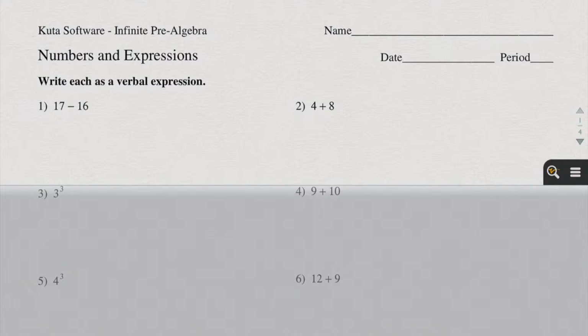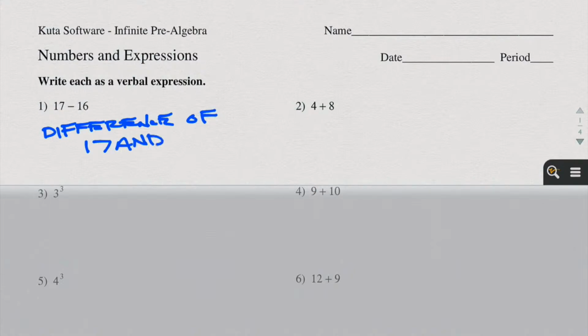It's asking us to write each as a variable expression. So we're basically writing down what we are reading algebraically. So one way you can write this is 17 minus 6, or the difference of 17 and 6.